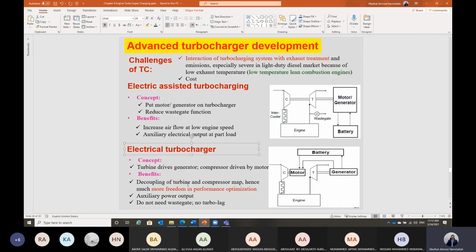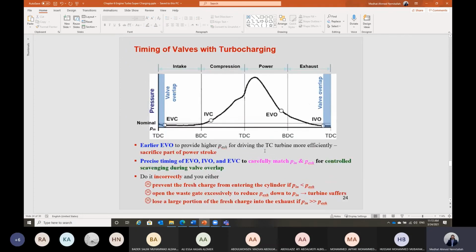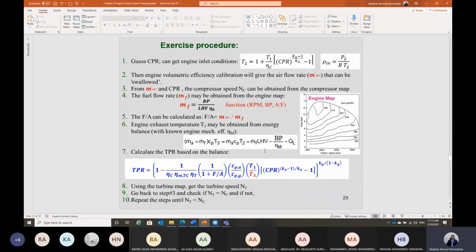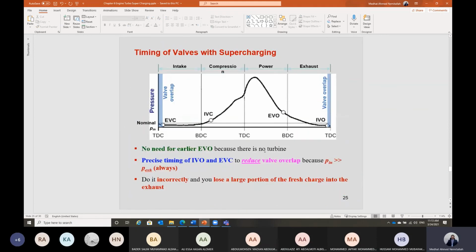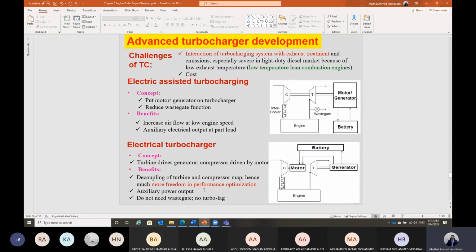The benefit here, Shabab, is that we have decoupling between the compressor and turbine. Compressor and turbine are not connected here. They are separated from each other. And this will reduce the optimizing steps, the exercise to have matching. In this case, we don't need the turbine map or the compressor map because they are not connected together. We just have a battery, and the electric motor will drive the compressor. We have auxiliary power output, as we said. We can have electrical power.